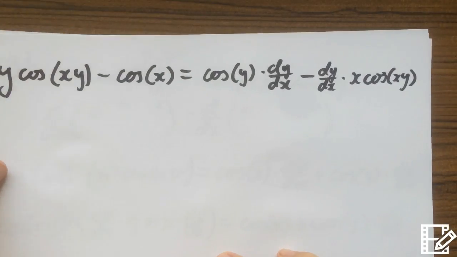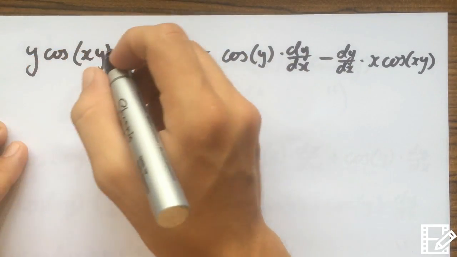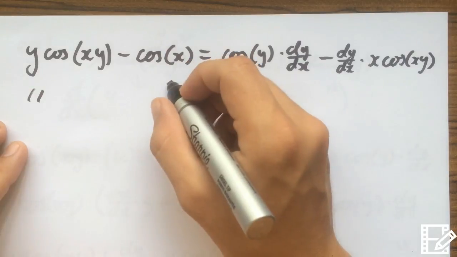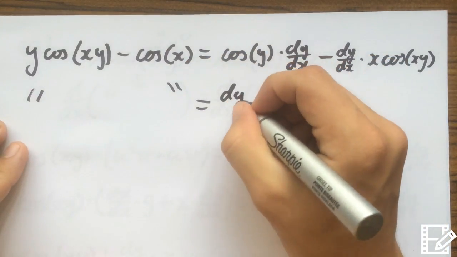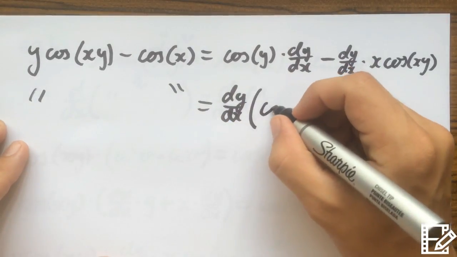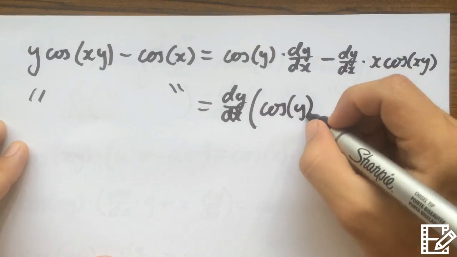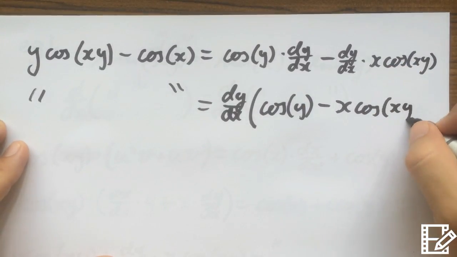Okay, now that we have this, we'll expand it out. This side will stay the same, but this side will factor out the dy dx to get it on its own. And it'll have cos of y minus x cos of xy.